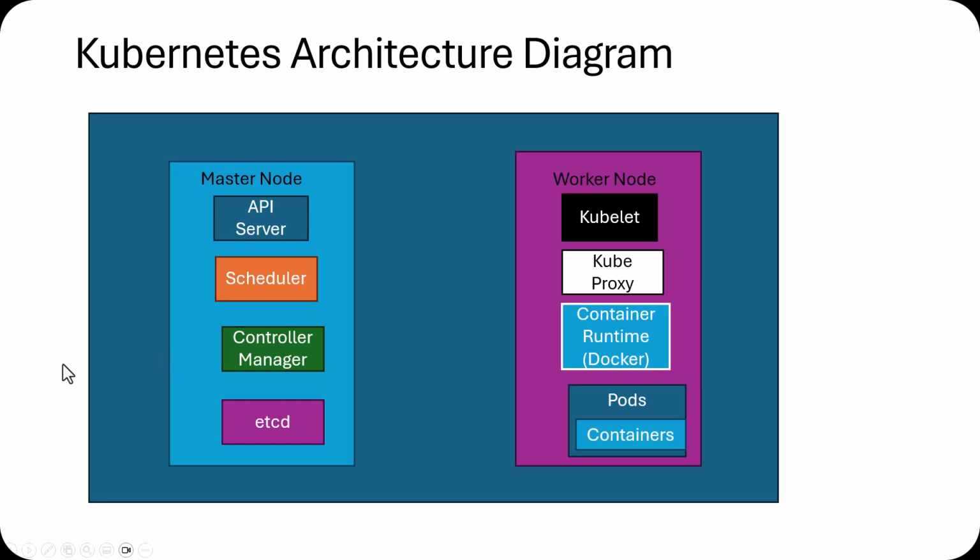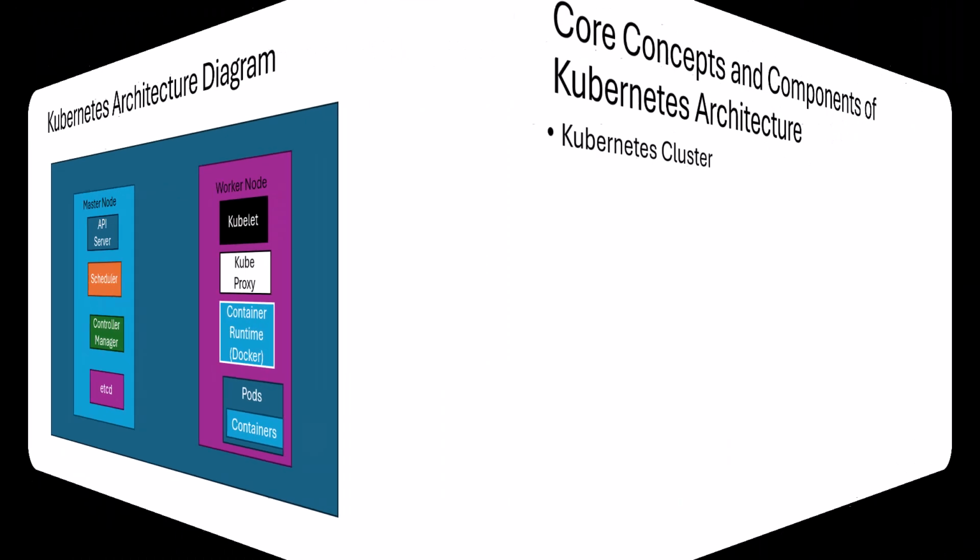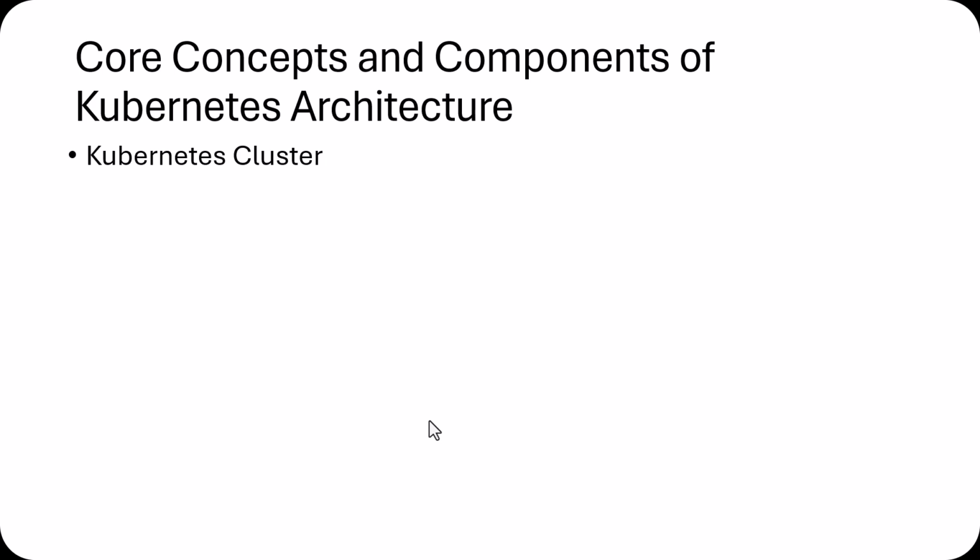Now let's discuss the Kubernetes architecture in more detail. It is a powerful open source platform designed to automate the deployment, scaling, and operation of application containers. Its architecture is built on a robust foundation that ensures scalability, flexibility, and resilience. Now let's discuss the core components of the Kubernetes architecture in a bit more detail.